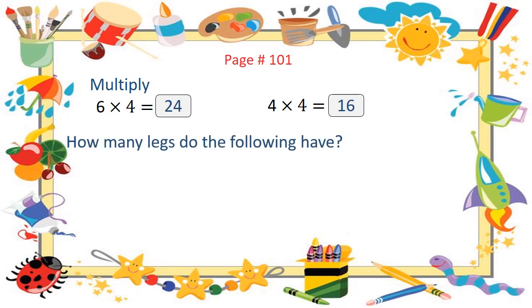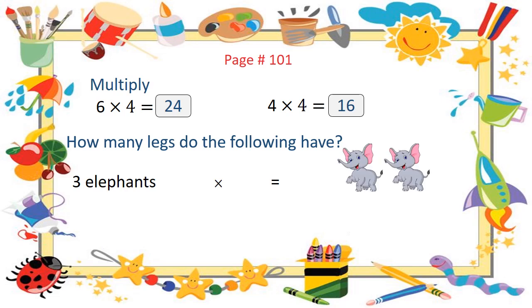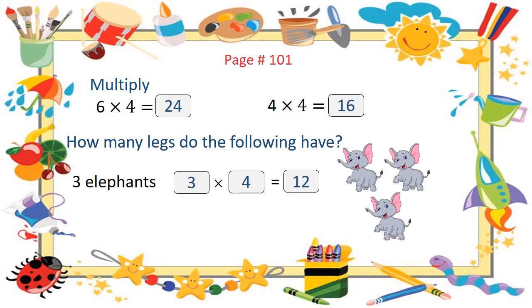Now we have a word problem. How many legs do the following have? Here we have 3 elephants, 1, 2 and 3. Each elephant has 4 legs. So we multiply 3 into 4. 3 4s are 12. So 3 elephants have 12 legs.